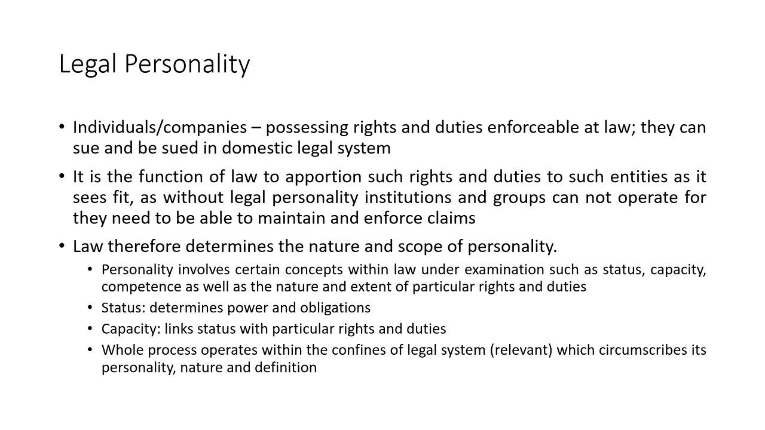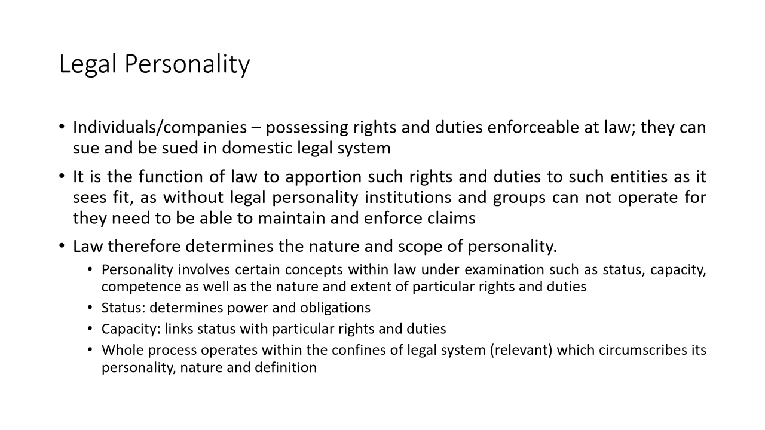So, under domestic legal system, it is the companies or individuals or organization or any other body recognized under domestic legal system. To become a legal personality, it has certain rights, it has certain duties. It can go to court, it can appear before court as a legal personality. Right? However, it is the function of law to apportion such rights and duties to such entities as it sees fit, as without legal personality, institutions and groups cannot operate, for they need to be able to maintain and enforce claims. Law, therefore, determines the nature and scope of personality.